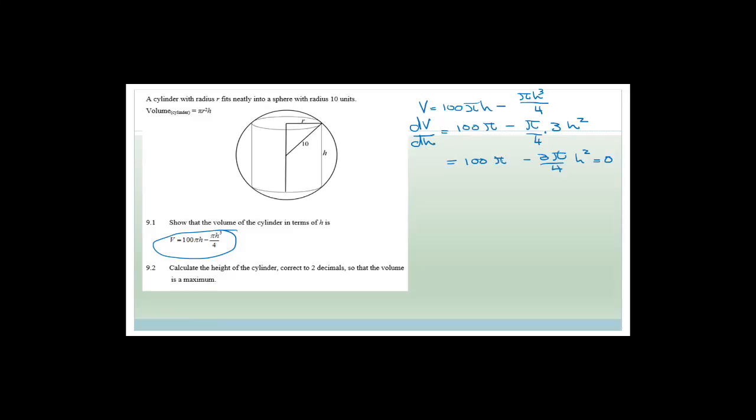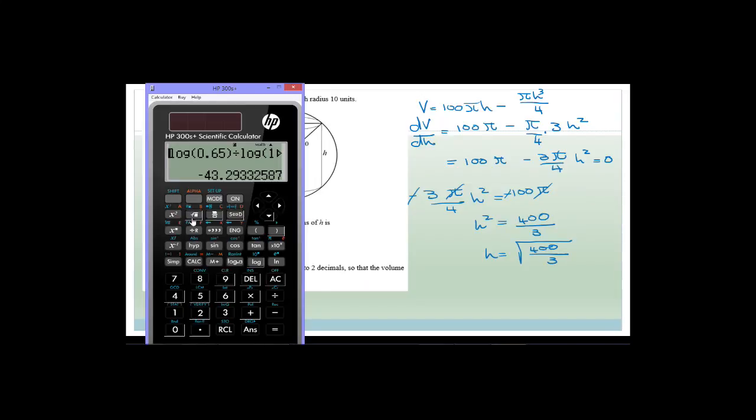So then that makes life a little bit easier. We can say minus 3 pi over 4 h squared is equal to minus 100 pi, right? So therefore, the pi's cancel. That's quite nice. The minuses cancel. So we've got h squared is equal to 400 over 3. So h is going to be the square root of 400 over 3, and they said to two decimal places. So now we go square root.